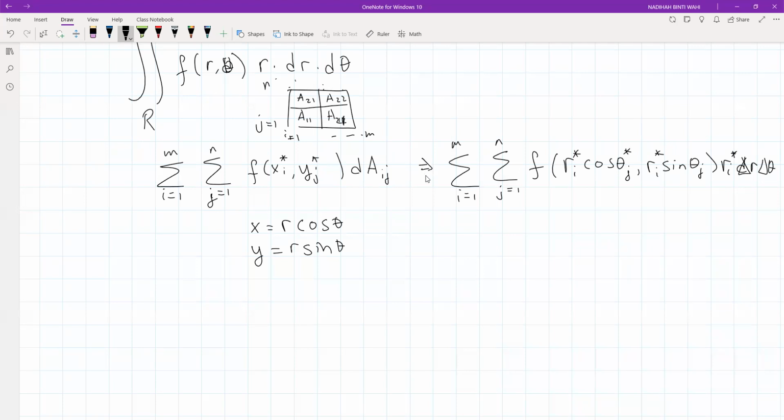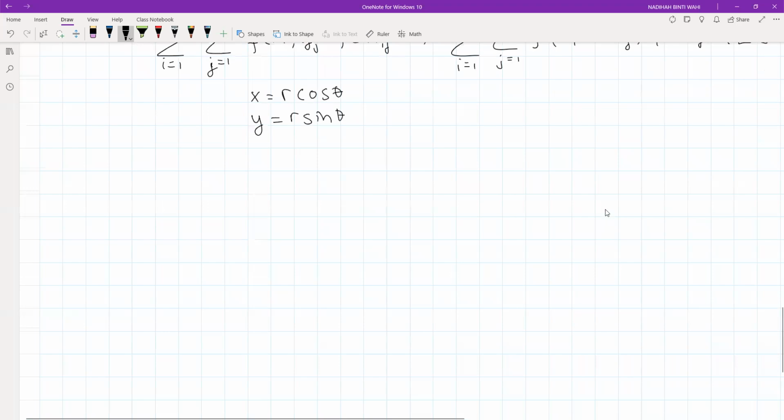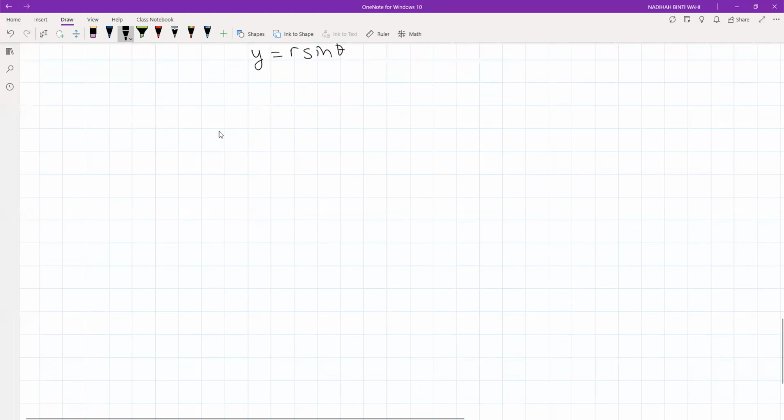So this is the equivalent for polar coordinate. Okay, ada soalan setakat ni? So if you want to take the limit goes to infinity, dia akan jadi exactly exact integral. Okay, so the definition for this one is, ini penting.